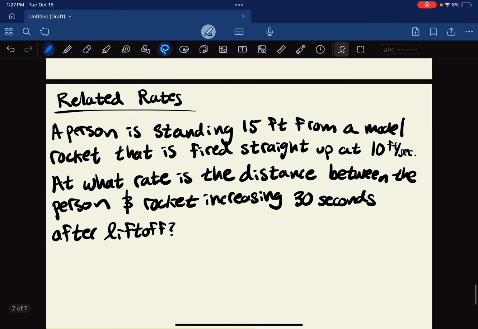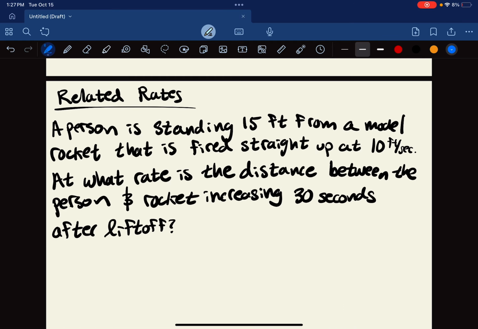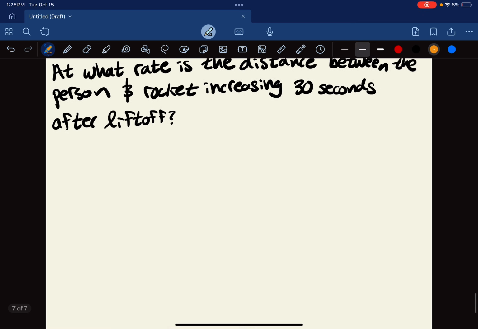Okay, now moving on to related rates. I kind of want to make more videos about this, but this is one example of a related rates problem. This is for your regular triangle problems. All right, so a person is standing 15 feet away from a model rocket that is fired straight up at a rate of 10 feet per second. At what rate is the distance between the person and the rocket increasing 30 seconds after liftoff?